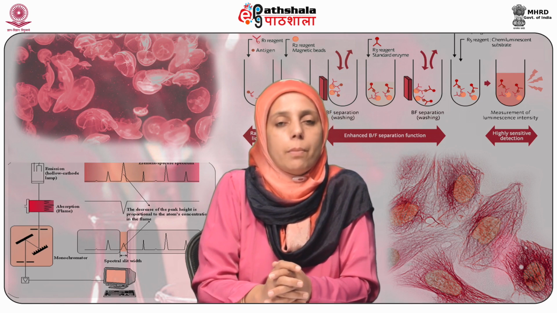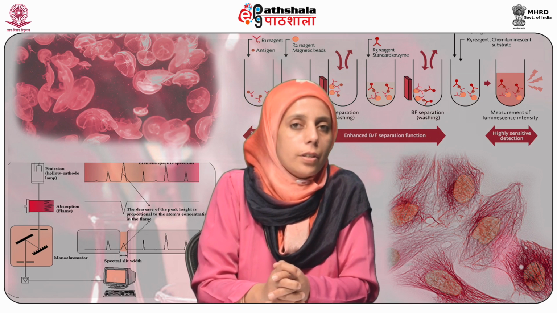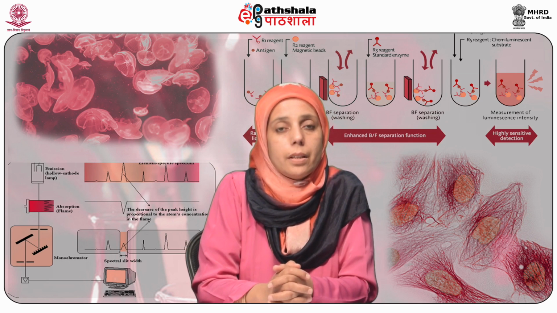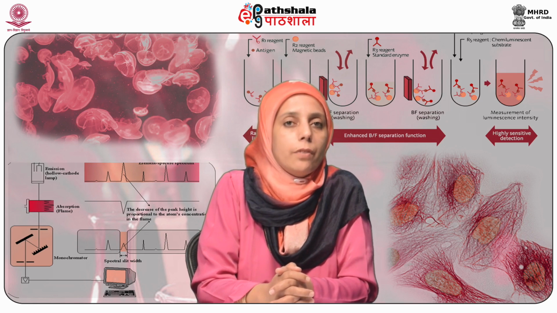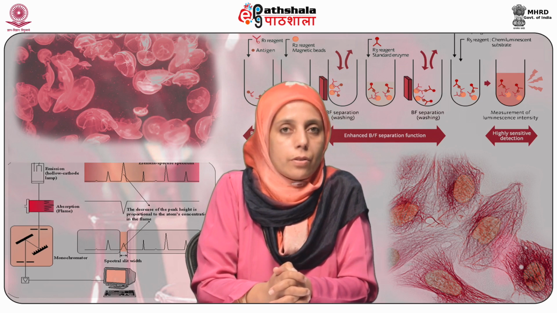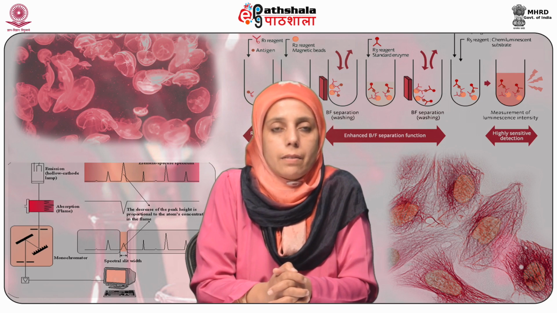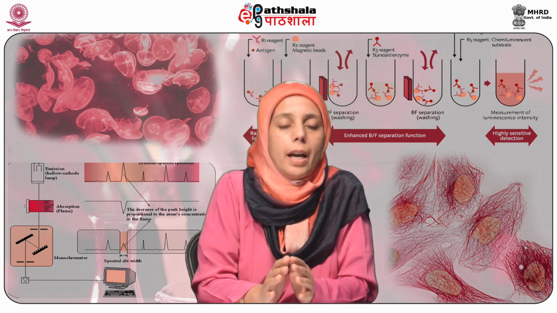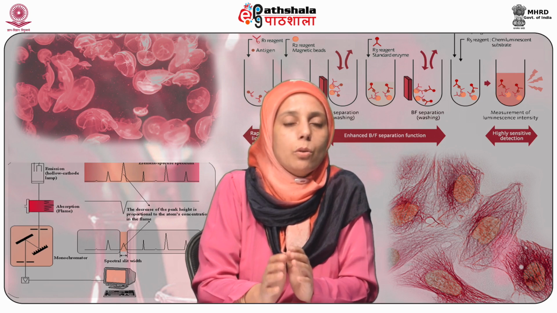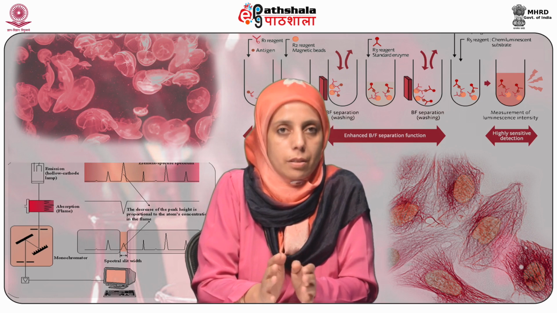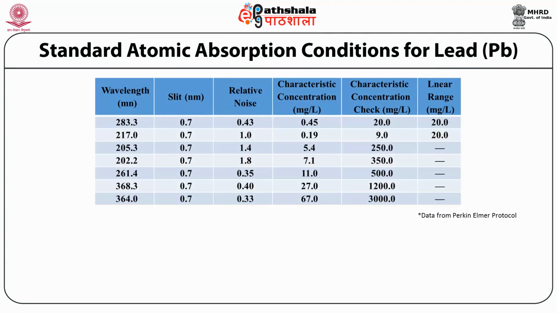For example, a sample from the environment needs to be prepared and handled differently from a sample which is obtained from a biological source. The methods described are related to samples obtained from the environment and are described as per the protocols of the manufacturer, that is Perkin-Elmer, unless otherwise mentioned. Since we are talking of an atomic absorption spectrometer, that means we are using an instrument, and instrumental techniques have one limitation, that you have to follow the protocol of the manufacturer to obtain reliable and precise results. This slide shows you the standard atomic absorption conditions for determination of lead.